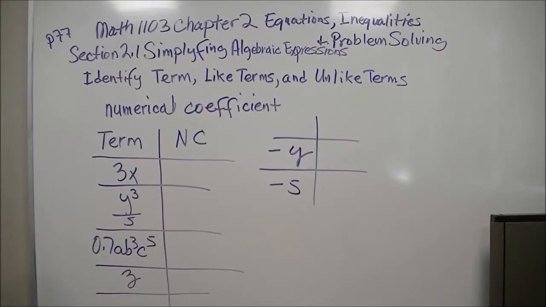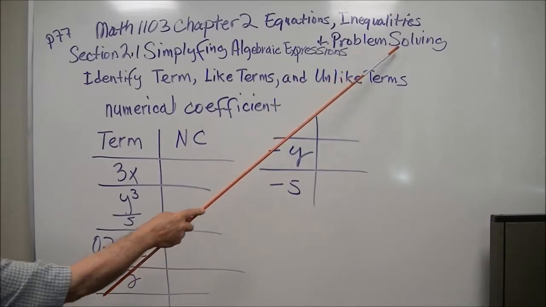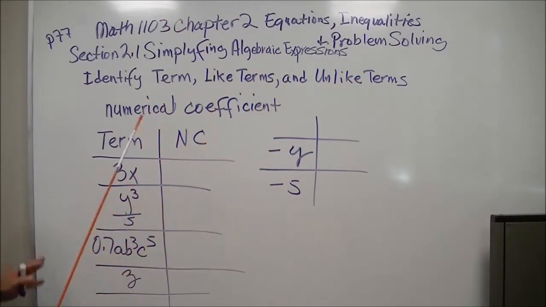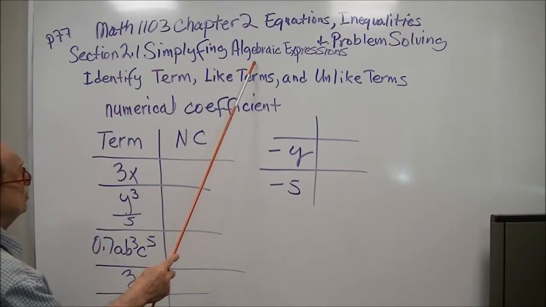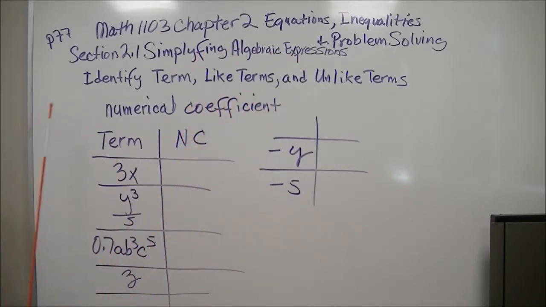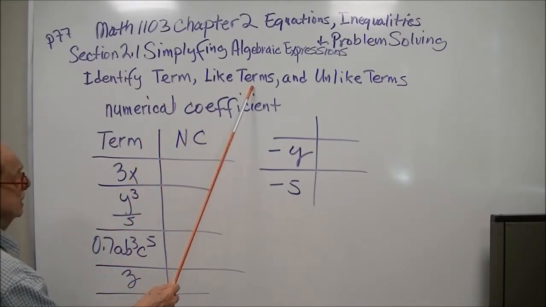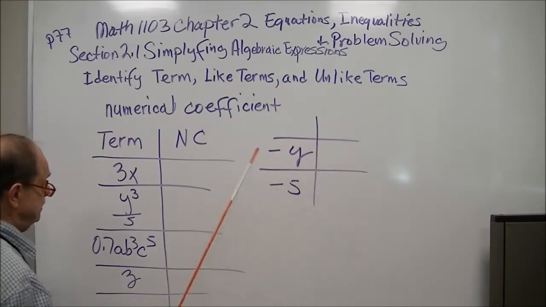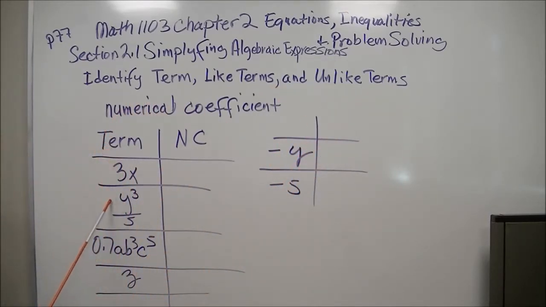Okay, we're starting Chapter 2, which deals with equations, inequalities, and problem solving. This first section I think is pretty easy, where we will be simplifying algebraic expressions. And we'll refer to what expressions are shortly too, but we're going to identify the word term, like terms, and unlike terms. Now in this particular column, all of these items are a term.